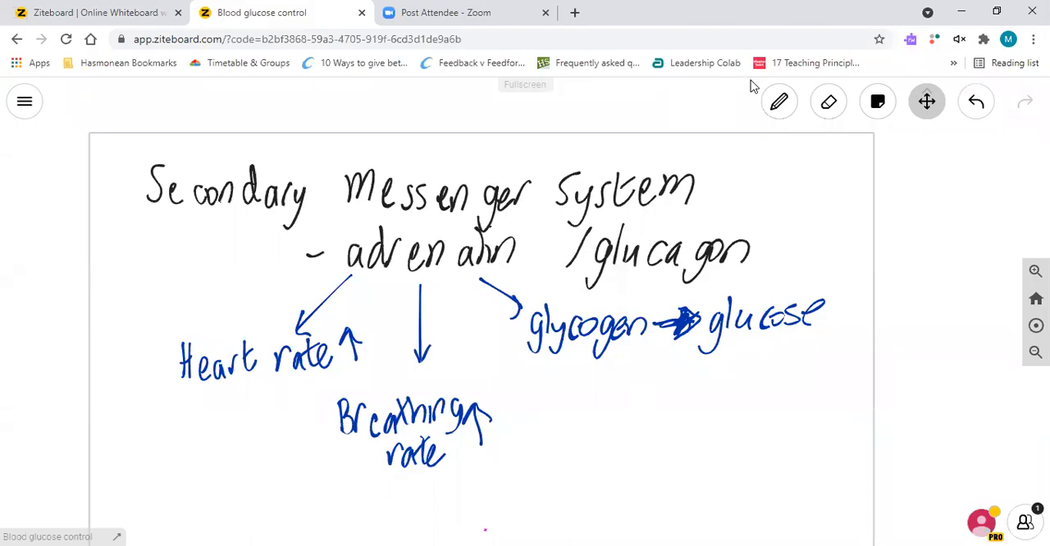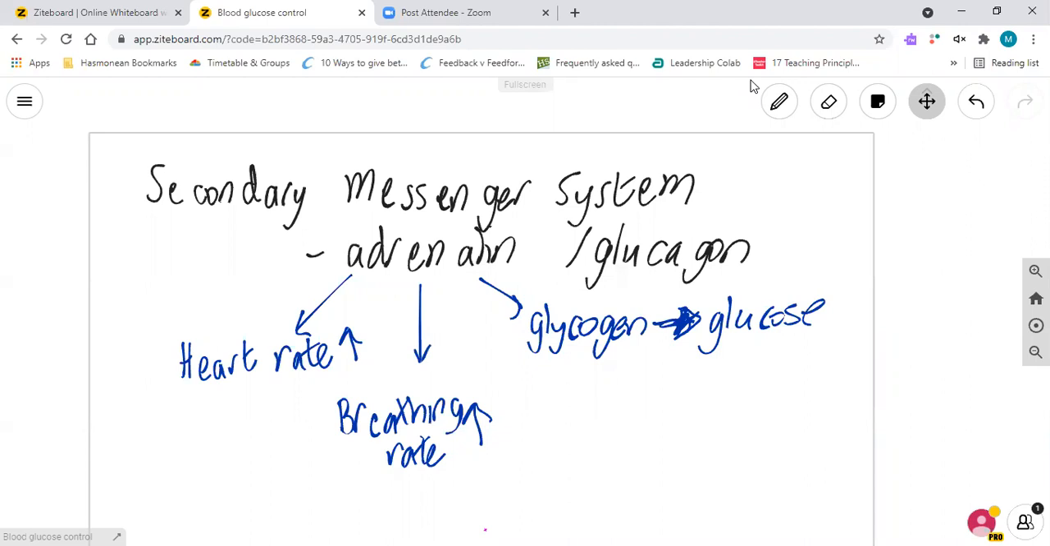In this video, we're going to be looking at the secondary messenger system in relation specifically to adrenaline and glucagon. I will cover it with adrenaline, but the principle will be the same for glucagon. So adrenaline is a hormone you've heard of. It's secreted from the adrenal gland. You would come across it at GCSE. And we know it's responsible for the fight or flight response.